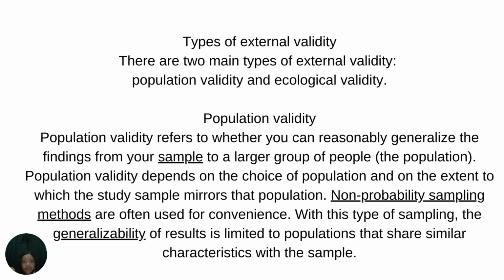For population validity, it refers to whether you can reasonably generalize the findings from your sample to a larger group of people or population. From the word itself, population validity depends on the choice of population, on the extent to which the study sample represents that population. Non-probability sampling methods are often used for convenience, and with this type of sampling, the generalizability of results is limited to populations that are similar in characteristics to the sample.